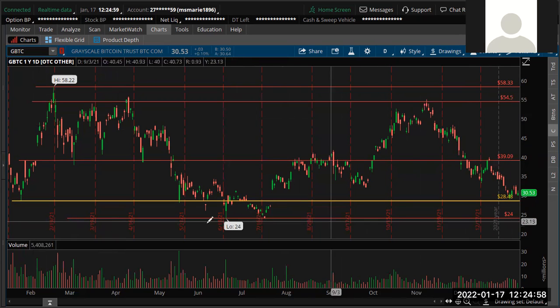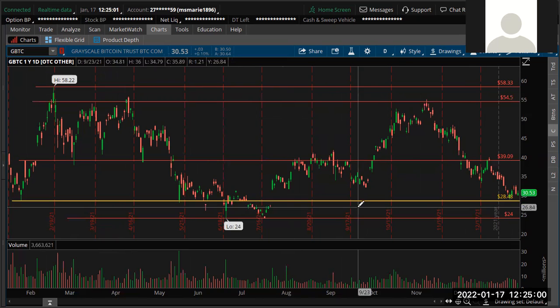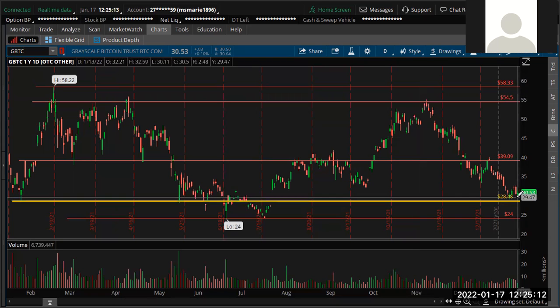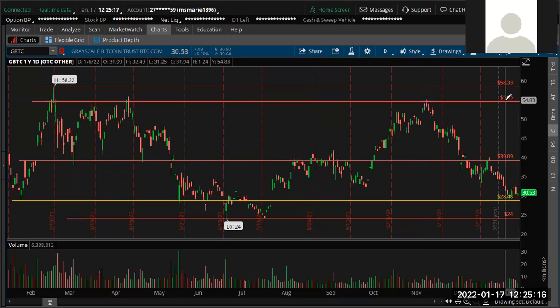Coming down here again, it hasn't broken that 1 year support that we have in yellow right here, right? So we can say it may not break this again. It broke it here. That was last year, right? So we can say, okay, what if we think that Bitcoin is going back up to this $39 level? What if we think it's going back up to the $54 level? If you think it's going up to the $54 level, it's safe to say you can buy right here.